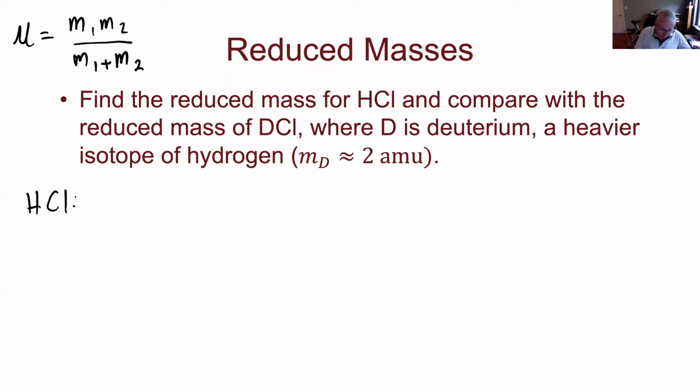So for my HCl, I'm going to say mu is equal to, I'm going to use 1 for the mass of the hydrogen, 35.5 for the mass of the chlorine. And then on the bottom, I get 1 plus 35.5.